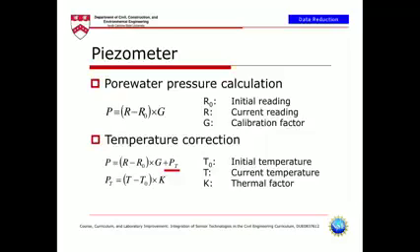Again we have an equation: P is equal to (R minus R naught) into G plus PT. What is PT? PT is the temperature correction. The equation of PT is PT equal to (T minus T naught) into K, where T naught is the initial temperature, T is the current temperature, and K is the thermal factor. If we want to correct for temperature, we use this equation.